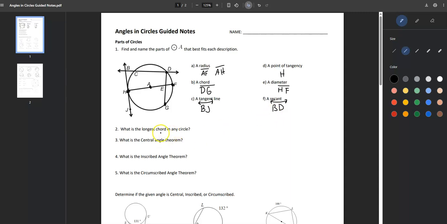Okay, so the longest chord in a circle, again, that's going to be a diameter because it stops and keeps going. And then within this, we're going to have lines that cross, and we have some different theorems about the angles that are formed with those lines.